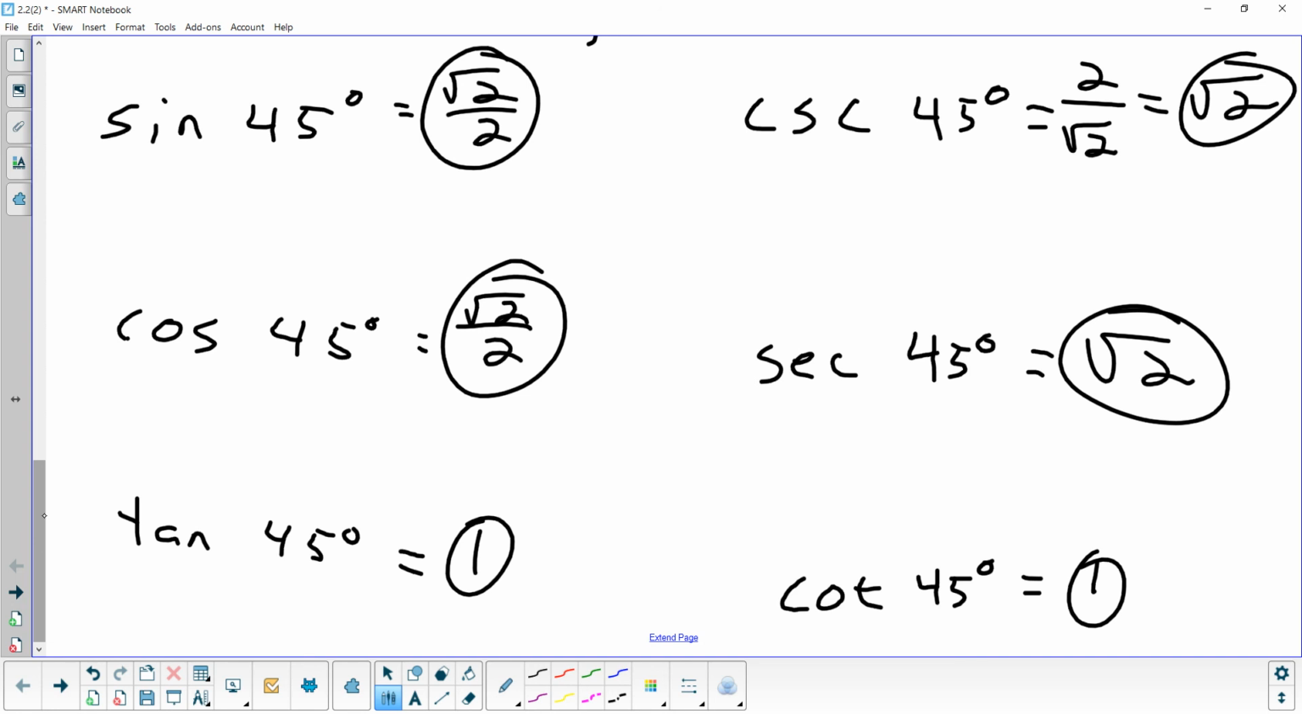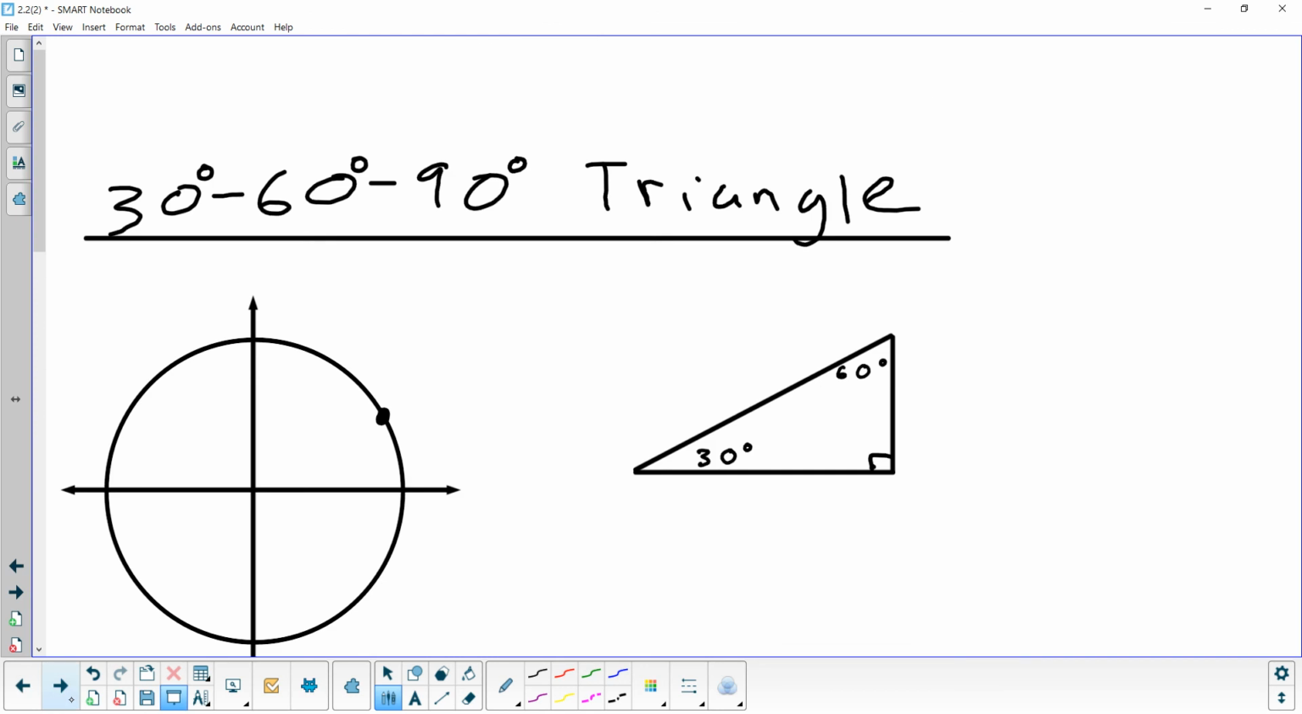All right. So let's take a look at the 30 and the 60. We're going to do the same thing. We're going to have to figure out the coordinate first, and then we can go through and do them and see what happens.